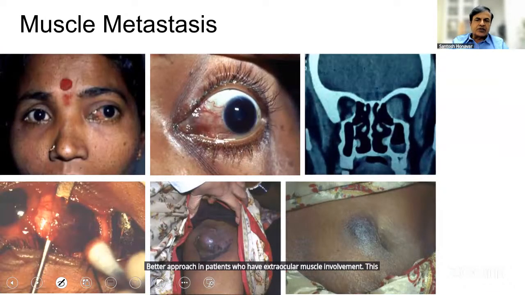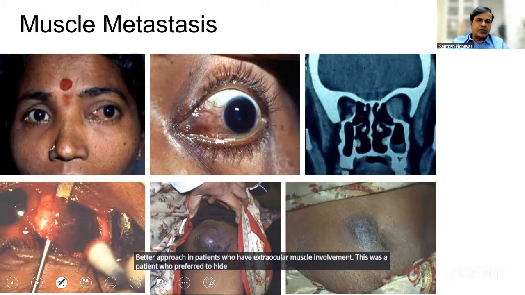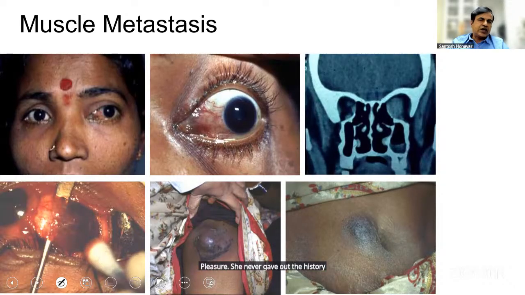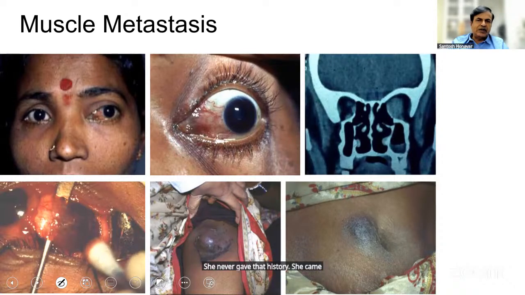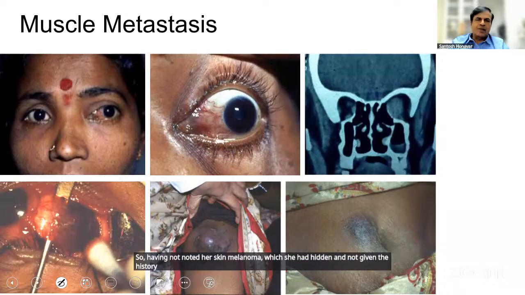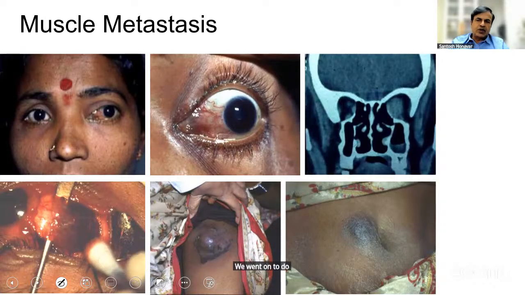This was a patient who preferred to hide her cutaneous lesion. She never gave out the history that she also has a thigh lesion and a lesion on the anterior wall of the stomach. In fact, she had a cutaneous melanoma, which she very carefully hid. She never gave that history. She came with squint and diplopia. That was her history. So, having not noted her skin melanoma, which she had hidden, we went on to do a biopsy of the extraocular muscle.